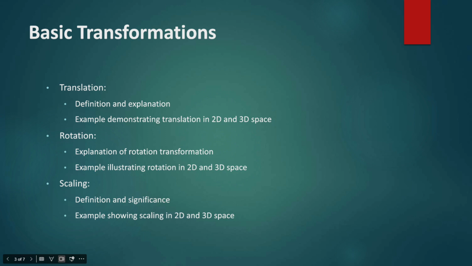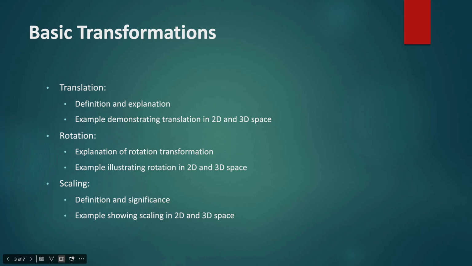Example illustrating rotation in 3D. Imagine the cube from earlier. Rotating it by 90 degrees clockwise around the y-axis would result in a new cube with vertices shifted accordingly. Scaling. Scaling involves resizing an object by multiplying its coordinates by a scaling factor. It can either enlarge (scale factor greater than 1) or shrink (scale factor less than 1) the object.